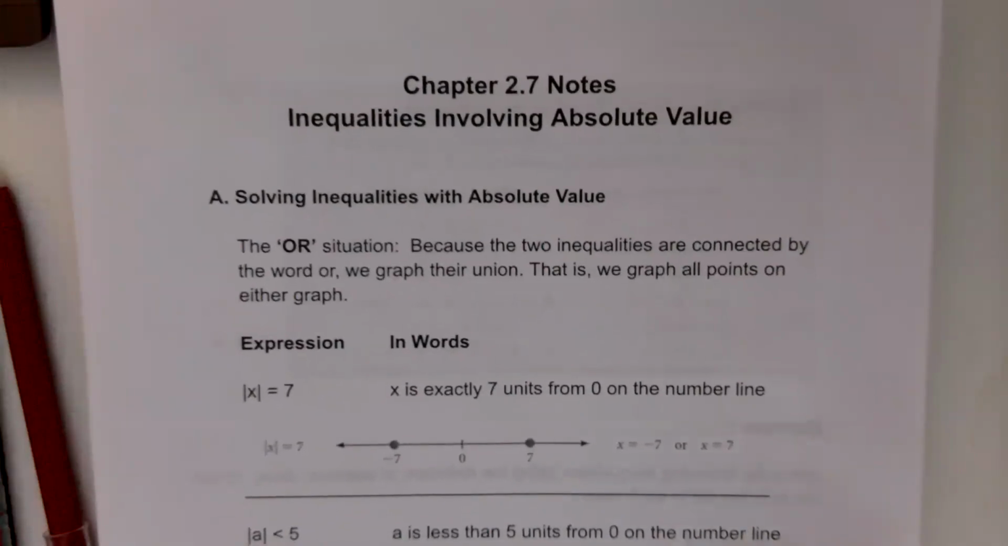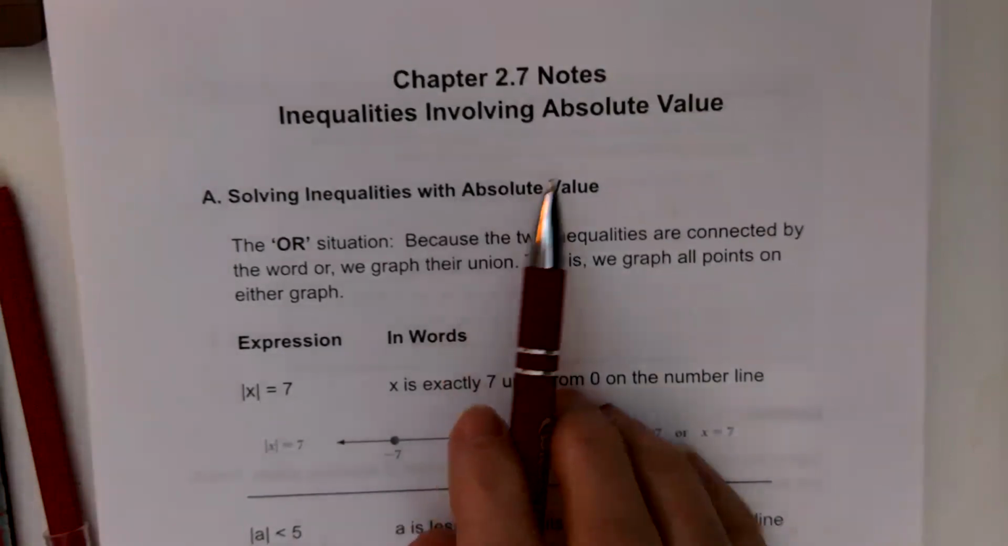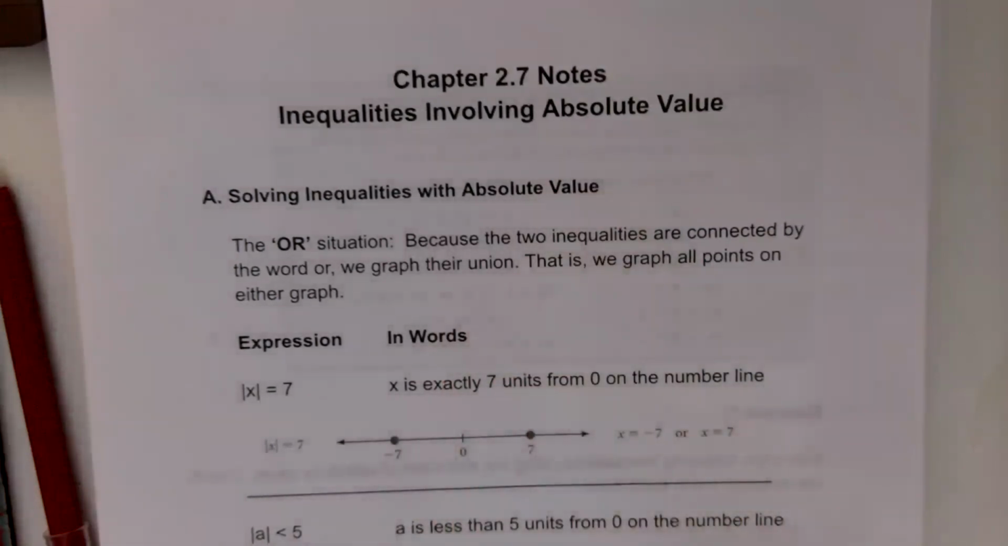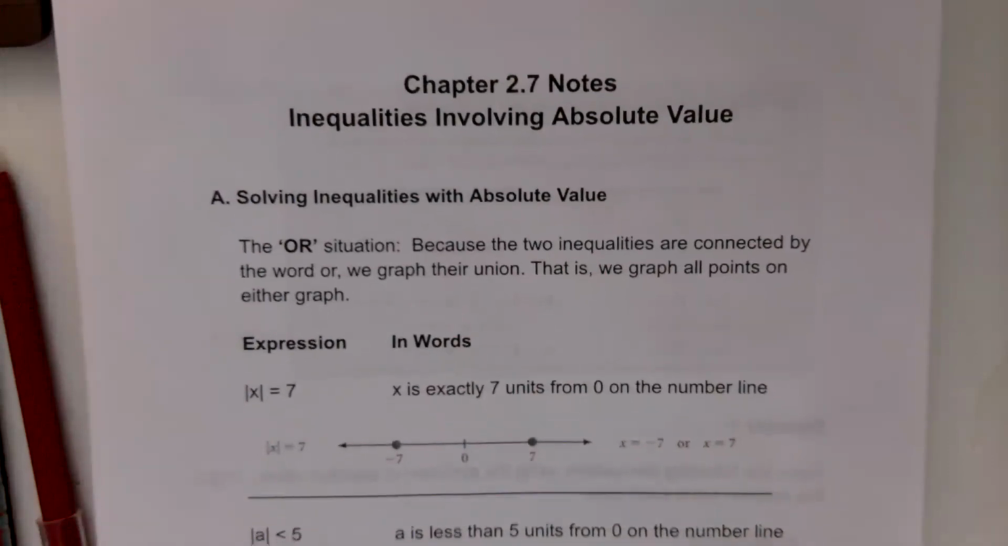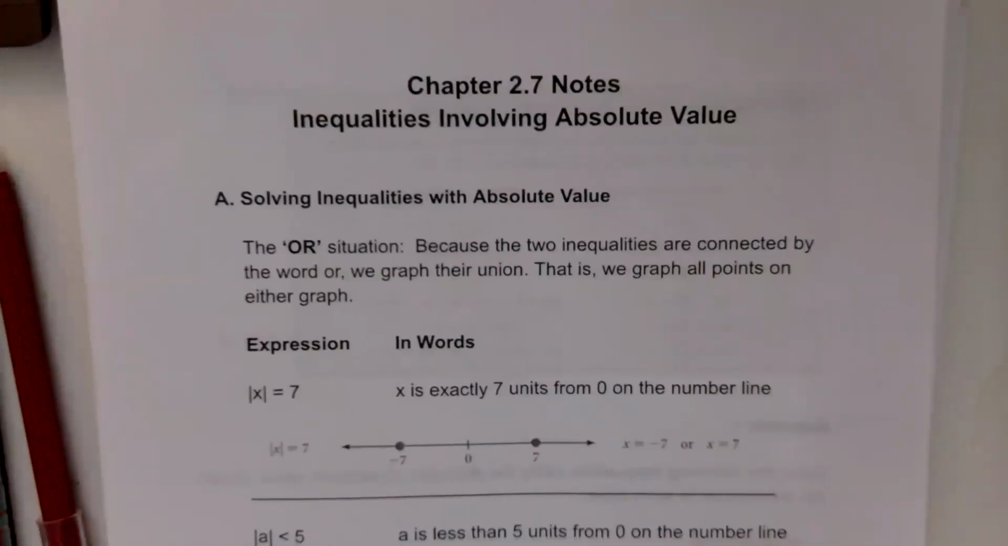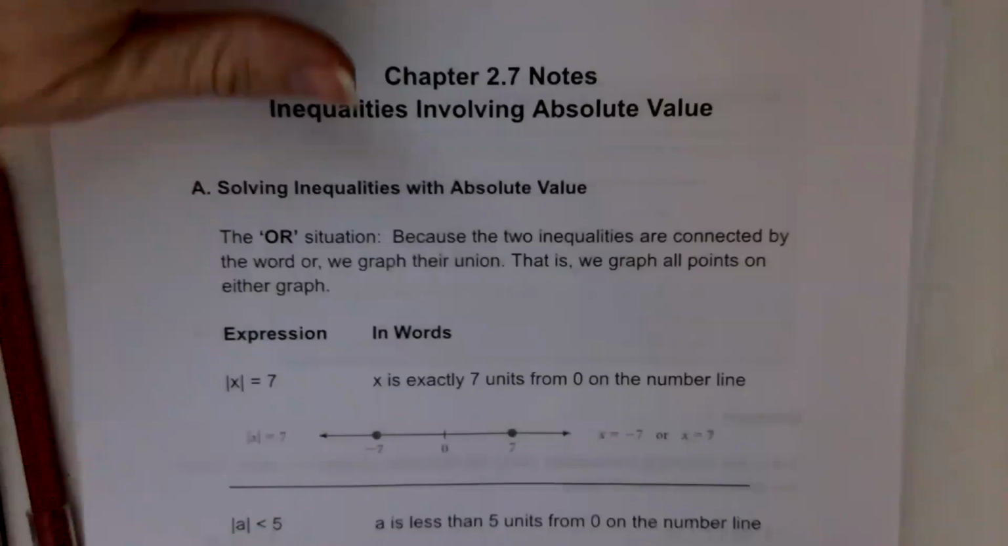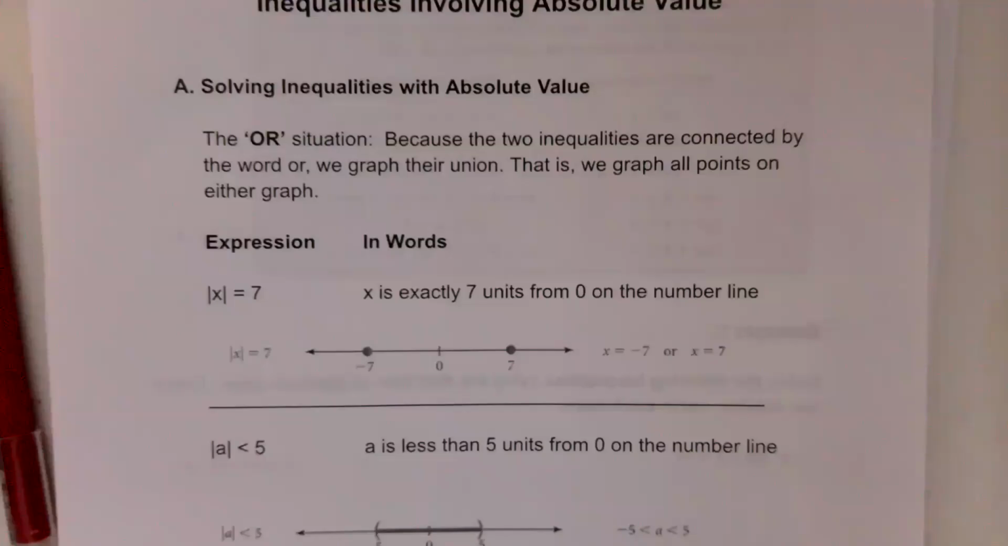Hello, and welcome back for chapter 2.7. It's over inequalities involving absolute value. So we're still looking at absolute value functions, only now with inequalities rather than equations. So remember, with inequalities, we have an or situation and an and situation.